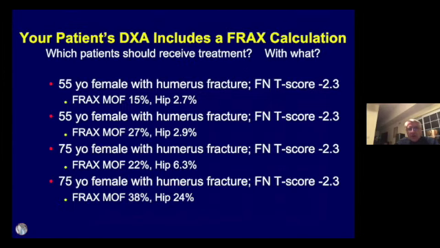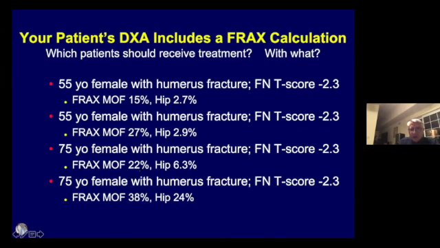And so here were these two patients, and I've homogenized them just to make it easier to think about. A 55-year-old and a 75-year-old with a humerus fracture. They all have the same femoral neck T-score. So this patient, when you put her into FRAX, had a 15% MOF risk. This one, 27%. The 75-year-old, 22%.